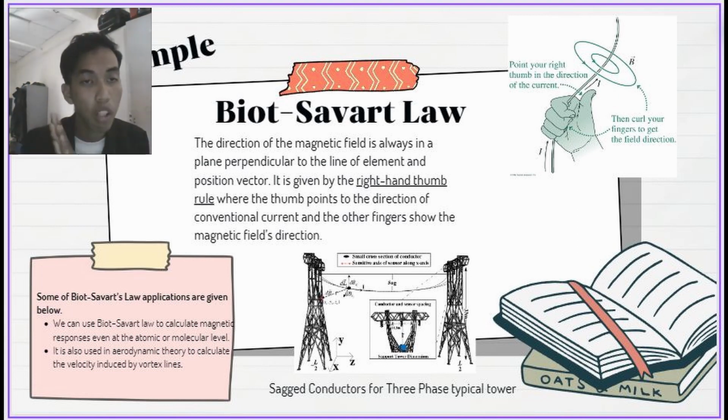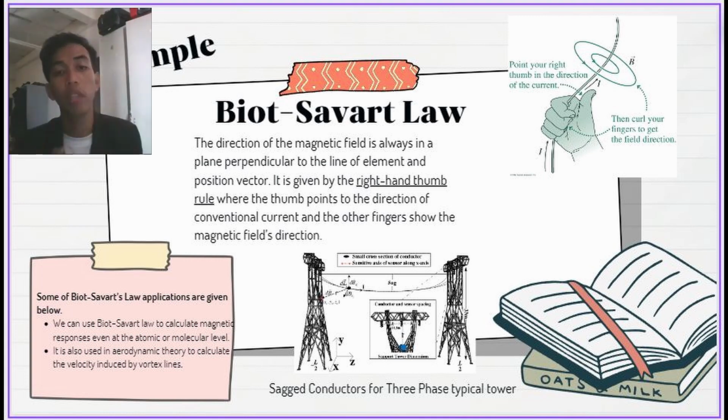Some Biot-Savart law applications are given below. We can use the Biot-Savart law to calculate the magnetic response even at the atomic or molecular level. It's also used in aerodynamic theory to calculate the velocity induced by a vortex line. This law is commonly applied to conductors for a typical three-phase tower, which is the tower shown in this slide at the center.